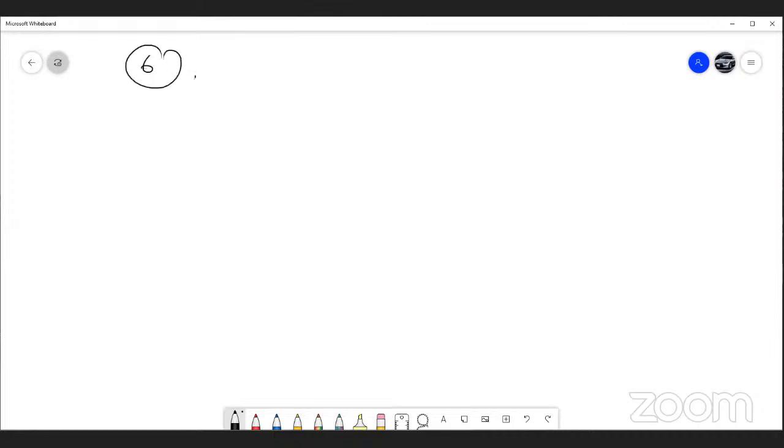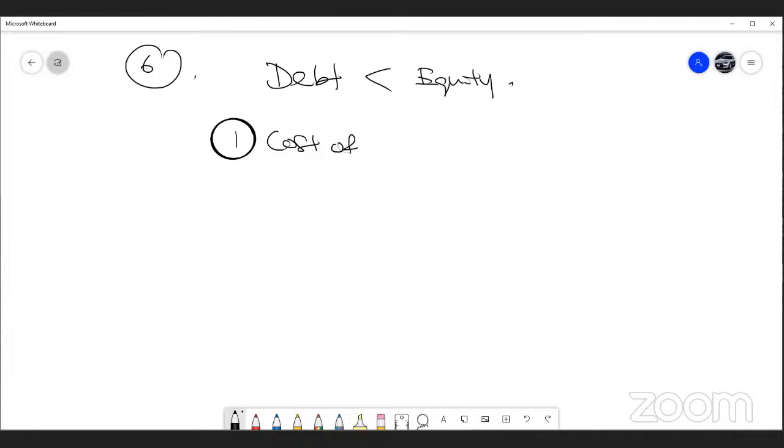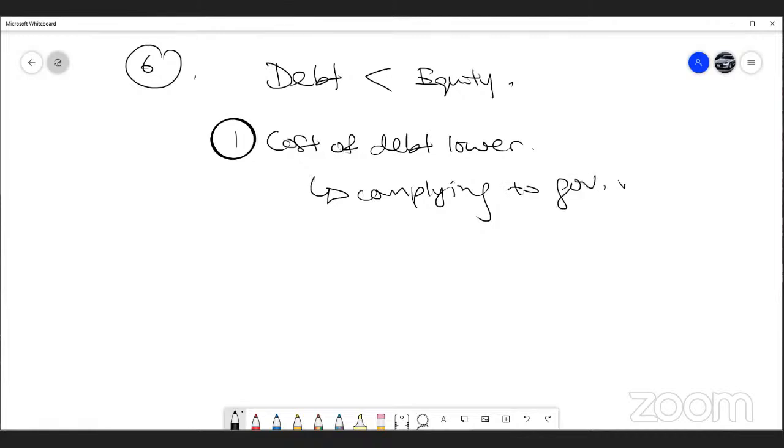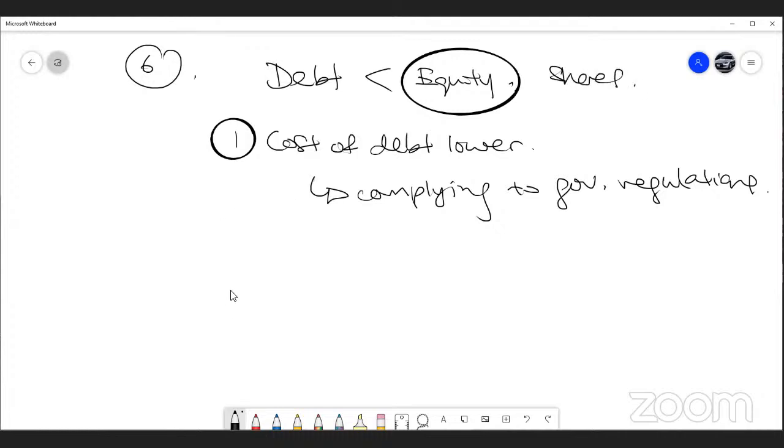Last question here, question number 6. Why are the costs of debt issues less than those of equity issues? Okay, why is debt cheaper than equity? So there are a few reasons. Number one, the cost of debt is lower in the sense of complying with government regulation. What does this mean? Equity means issuing stocks, shares. Debt means bonds.